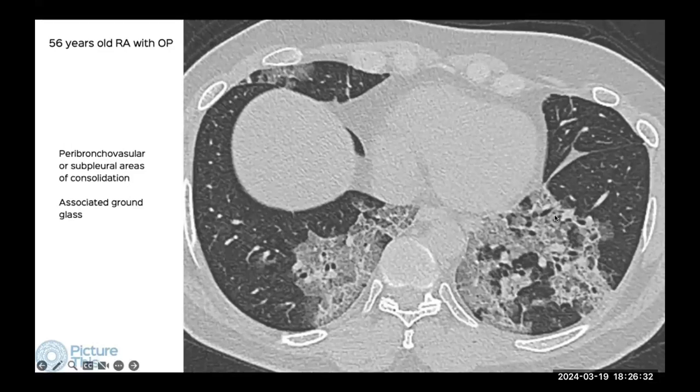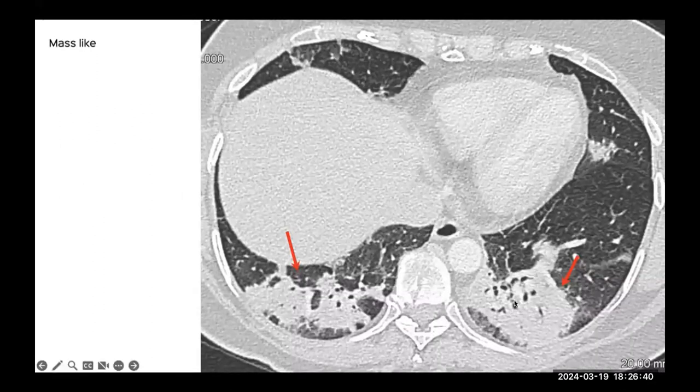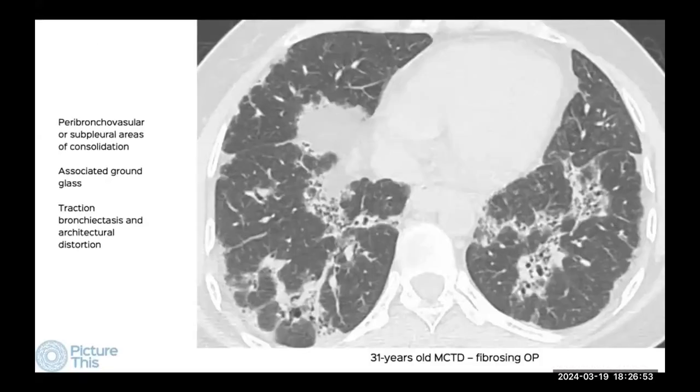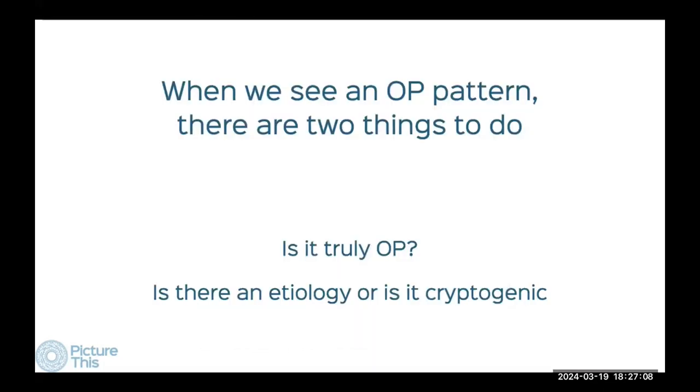Now here we have peribronchovascular, perilobular. So this is again an OP pattern in a patient with rheumatoid arthritis. And here we have mass-like areas, but you can see air bronchograms, so you know that this is a consolidation. And this pattern again, bilateral, basal, is suggestive of an OP pattern. Now here we have these peribronchovascular areas of consolidation, but you see traction bronchiectasis in a non-acute setting, then we would say this is a fibrosing organizing pneumonia, and this patient has mixed connective tissue disease.